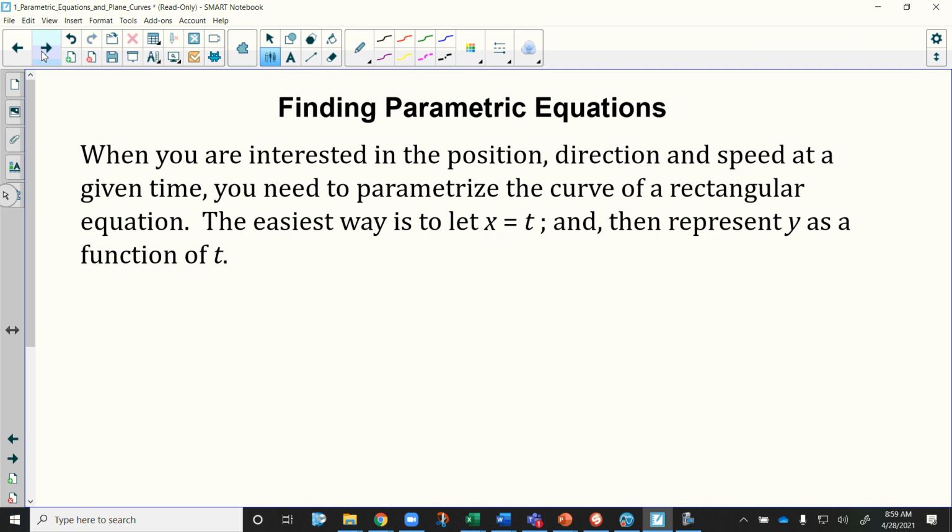So here, when you're interested in the position, direction, and speed at a given time, you need to parameterize the curve of whatever your normal rectangular function is. So what it's telling you, it says the easiest way is to let x equal time, and then represent y as a function of t.